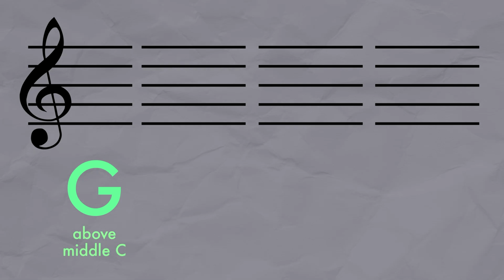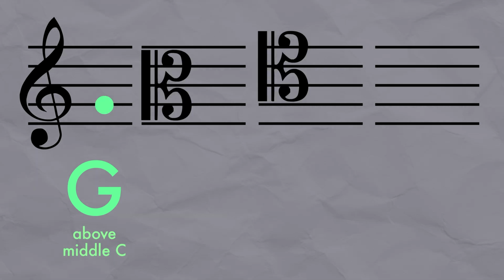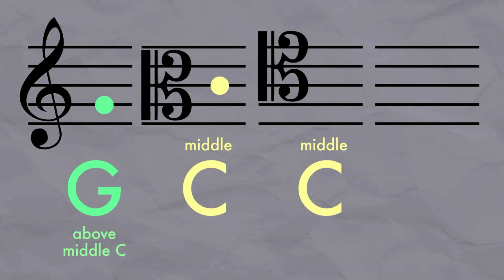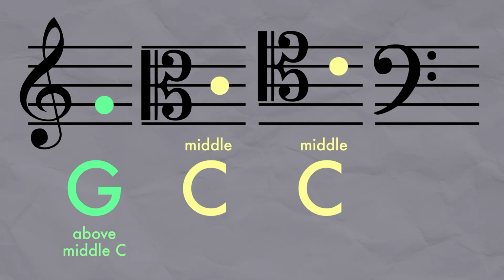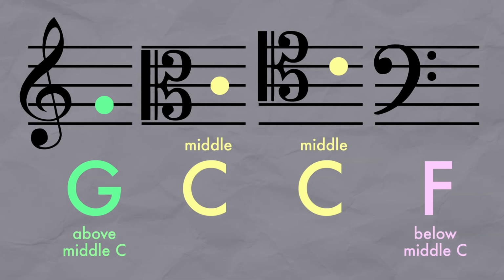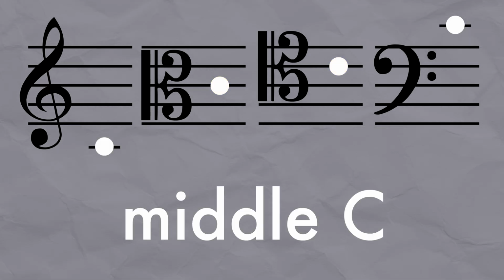The G-clef places the note G that's above middle C on the second line of the staff. The C-clef places middle C either on the third or the fourth line of the staff. The F-clef places the note F that's below middle C on the fourth line of the staff. As you can see in the 4 examples, the same note, middle C, ends up being written in a completely different place depending on the clef.